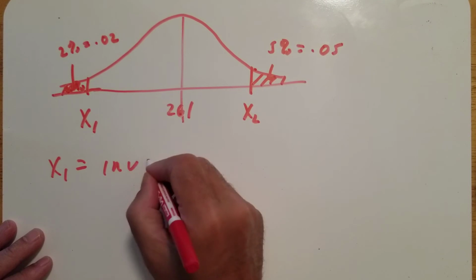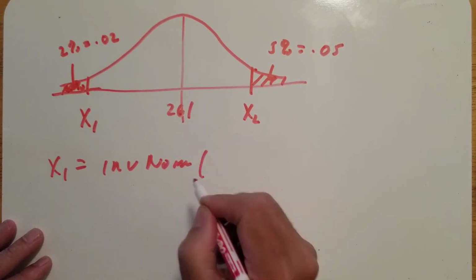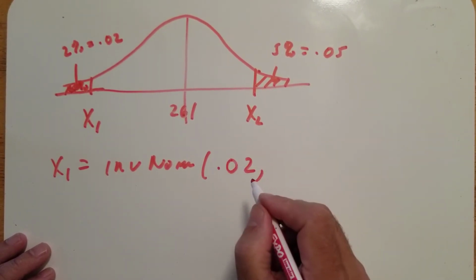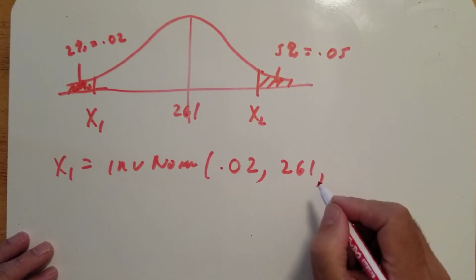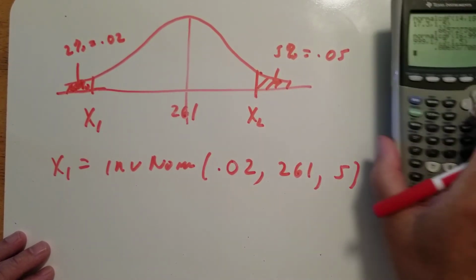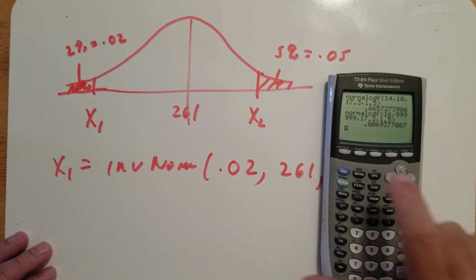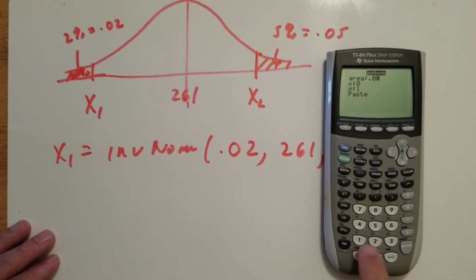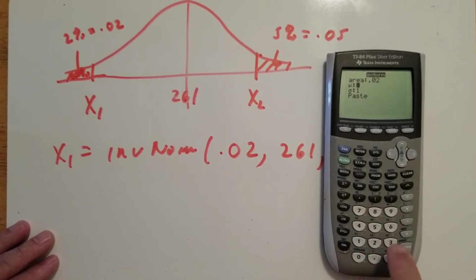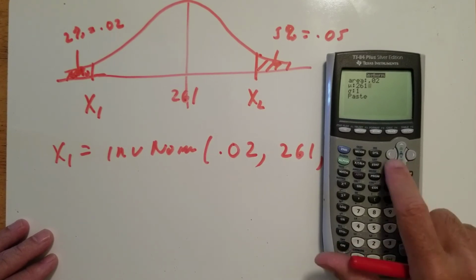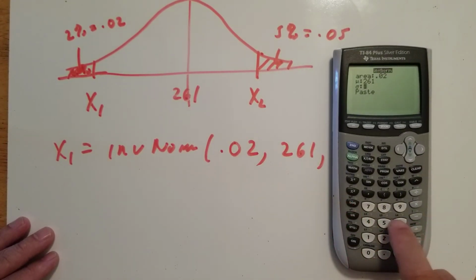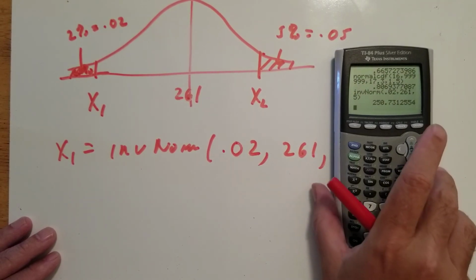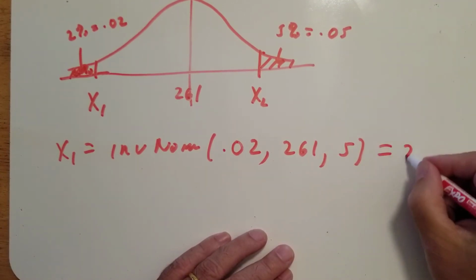x1 is InvNorm. Remember, InvNorm wants area to the left, so this time the area is 0.02. The mean was given as 261, and the standard deviation was 5. So on the calculator, I'm going to InvNorm. Area to the left is 0.02 for the 2%. The mean is 261. The standard deviation was 5. And when I hit paste, about 250.7, rounding that off to 1 decimal place.